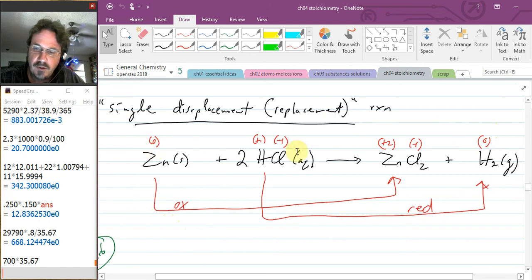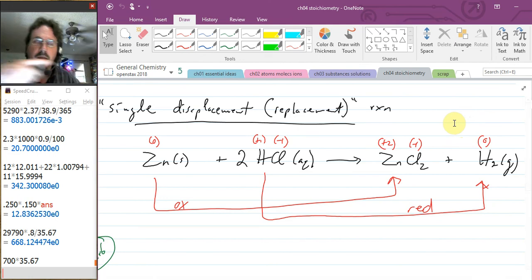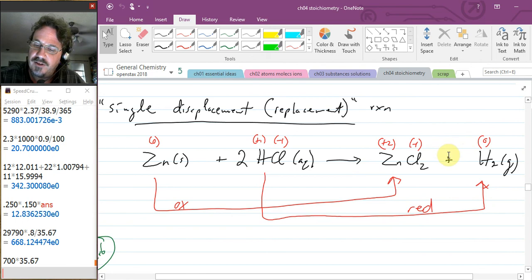Zinc goes from 0 to plus 2. Oh, it's been oxidized. Hydrogen goes from plus 1 to 0. It's becoming more negative. It didn't quite reach the negative numbers, but it's still sliding to the left on the number line. To the left for me, this way. And if it's going to the left on the number line, that's towards the negative side. It's more negative. And so, yep, hydrogen's being reduced.